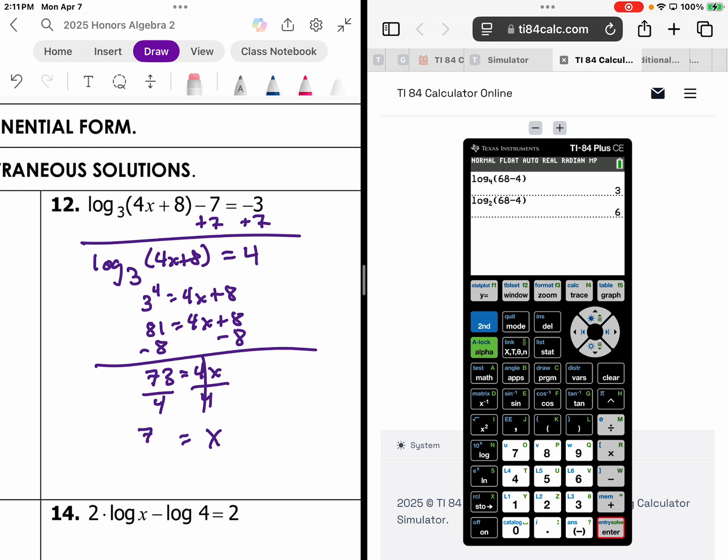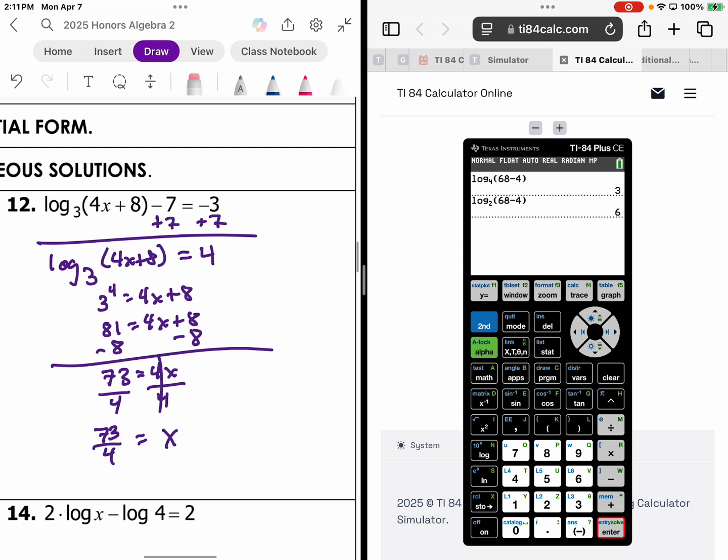All right. So yucky decimal. So I'm going to leave it as a fraction since it doesn't go in there nicely. And then I'm going to let the calculator check it for me. Alpha window, option 5, log base 3. In the parenthesis, I have 4 times alpha x gives me a fraction, and that's where I'm going to put my 73 over 4. And then after the fraction, I'm going to put a plus 8. That looks like the whole left side. Then I just have to subtract the 7 in the back. Fingers crossed that we get a negative 3. Woohoo! Sweet. We got a negative 3.